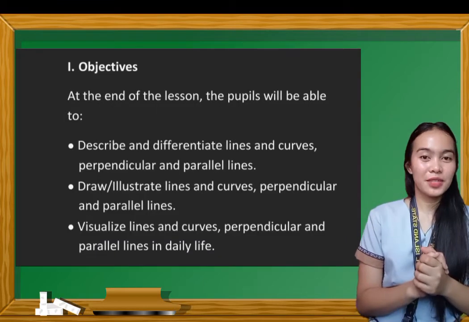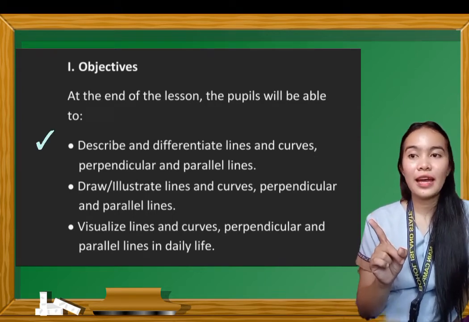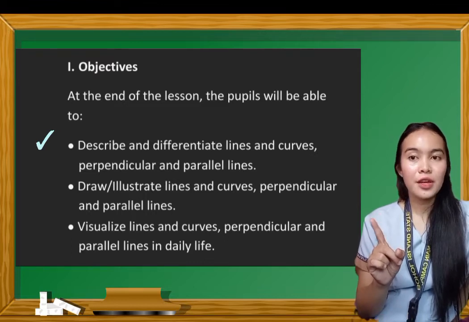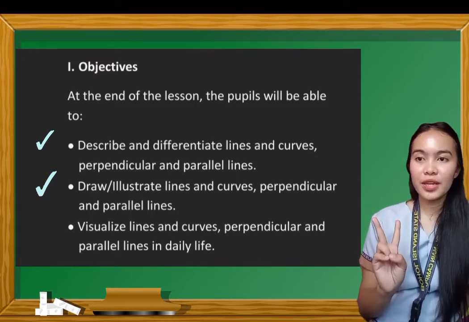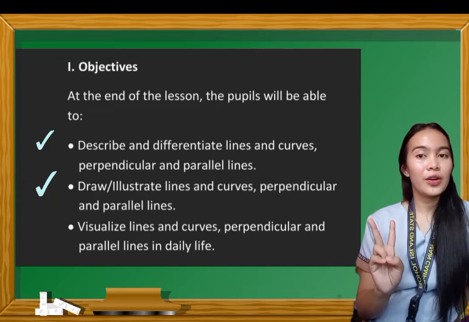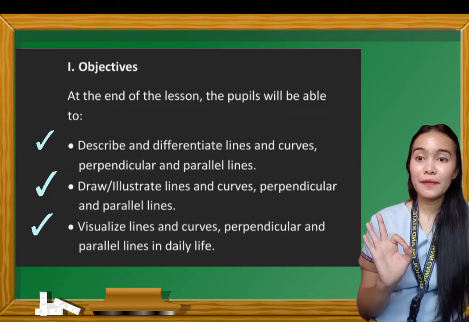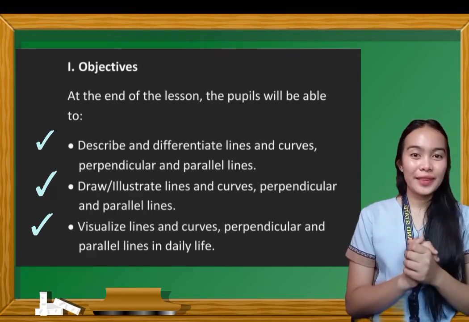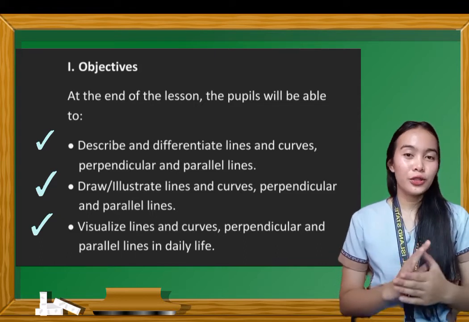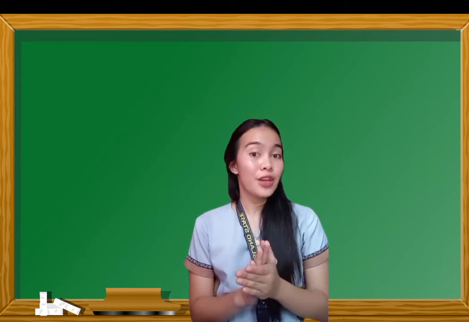I will read the objectives. At the end of the lesson, the pupils will be able to, first, describe and differentiate lines and curves, perpendicular and parallel lines. Second, draw or illustrate lines and curves, perpendicular and parallel lines. Third, visualize lines and curves, perpendicular and parallel lines in daily life. So, in order to attain these objectives, I need all your cooperation, and I want you to listen attentively. As you have known, lines are everywhere around us.